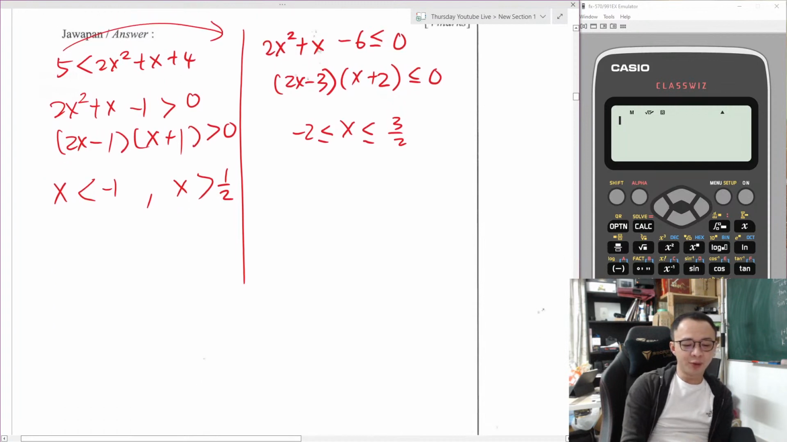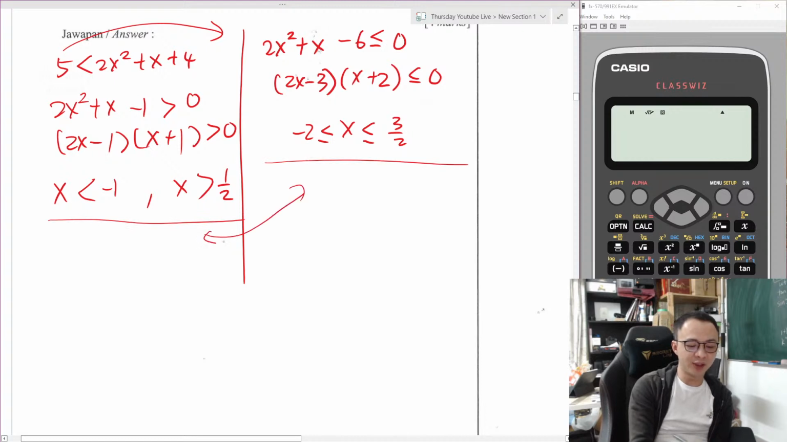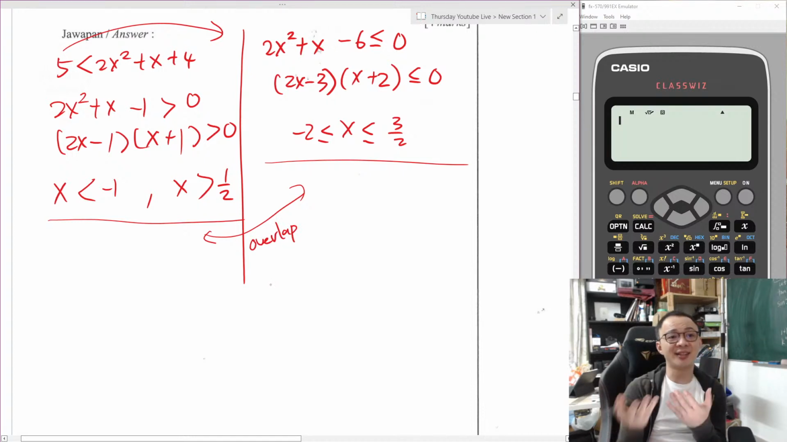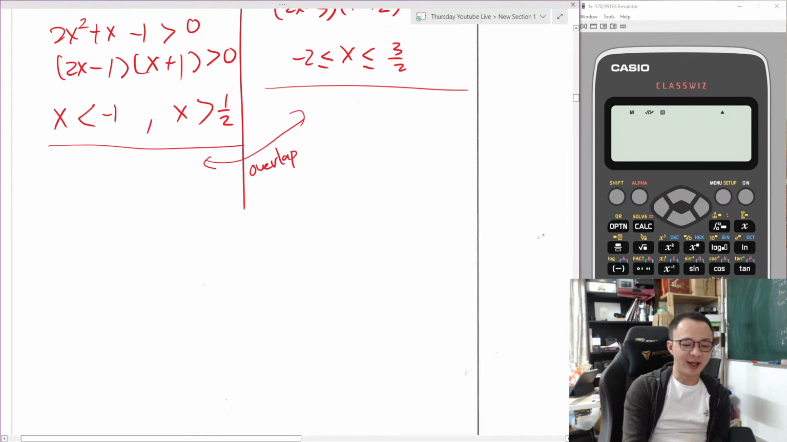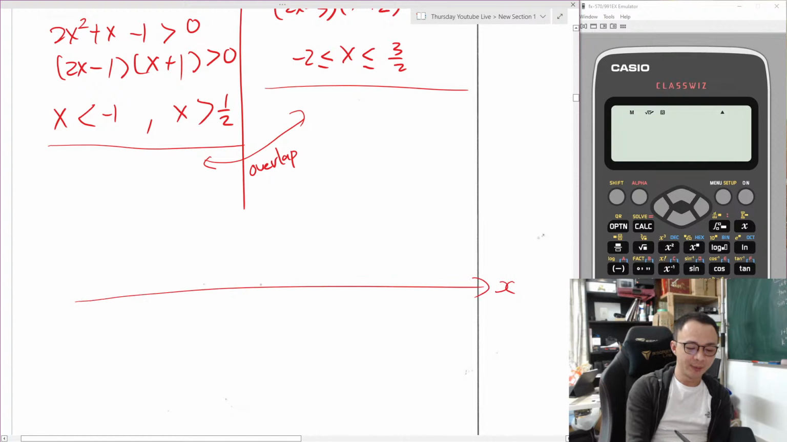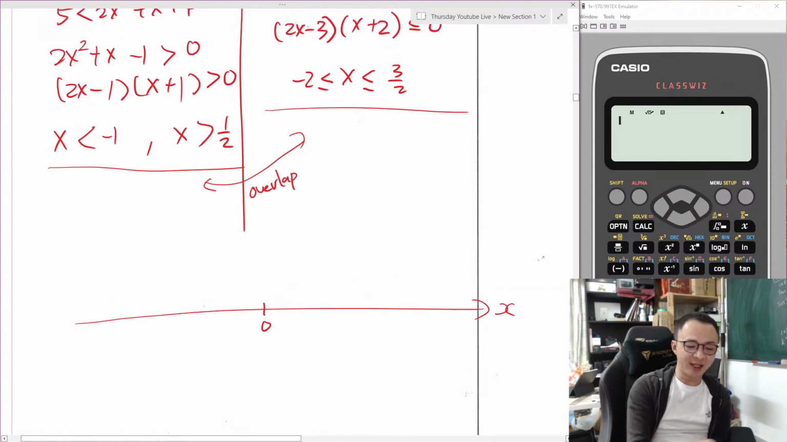So what we want to do, after we got this one, because I have two inequalities, is find the overlap part. That means they actually intersect at a certain part, and that part is the final answer for x here. Normally I will ask my student to draw the number line. Let's say this is 0. I have the negative values, negative 1 and negative 2, and the positive values are 1 over 2 and 3 over 2. So it's about here, 1 over 2 and 3 over 2.